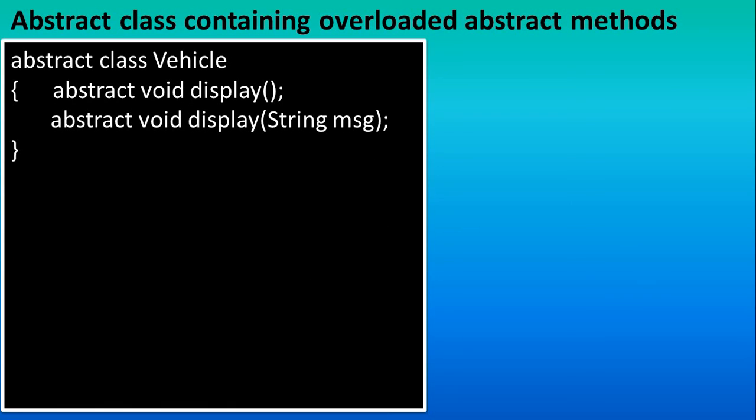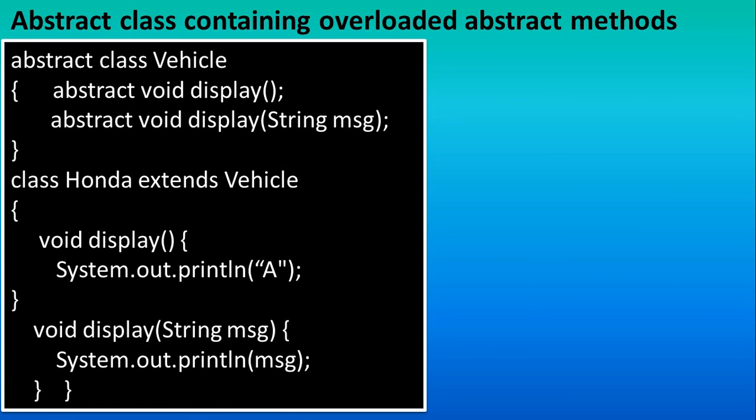So friend, our next point is abstract class containing overloaded abstract methods. It means that in the abstract class we can have two abstract methods and their name must be the same, return type is the same, only the parameter can be different. So that is what abstract method overloading.